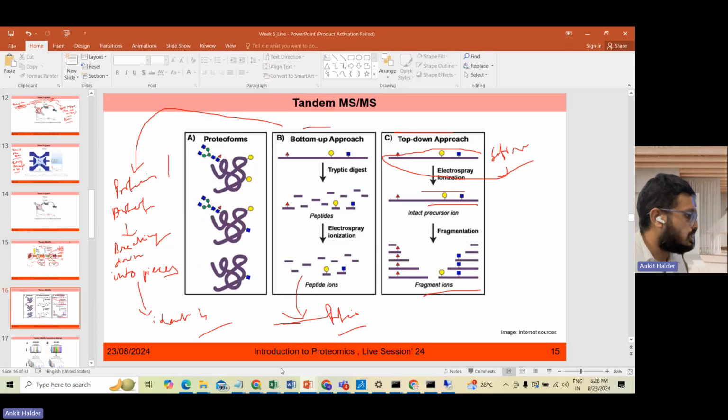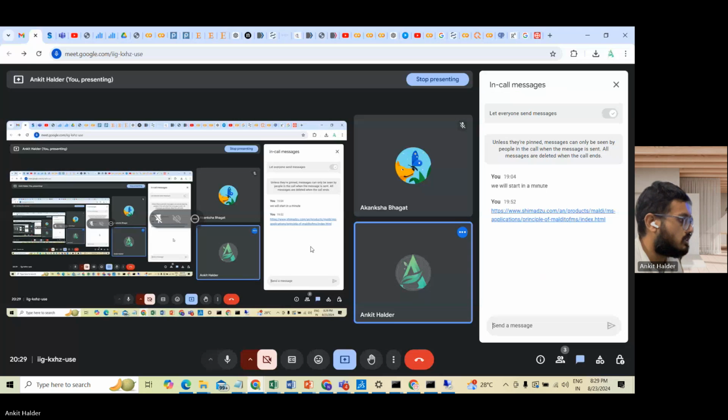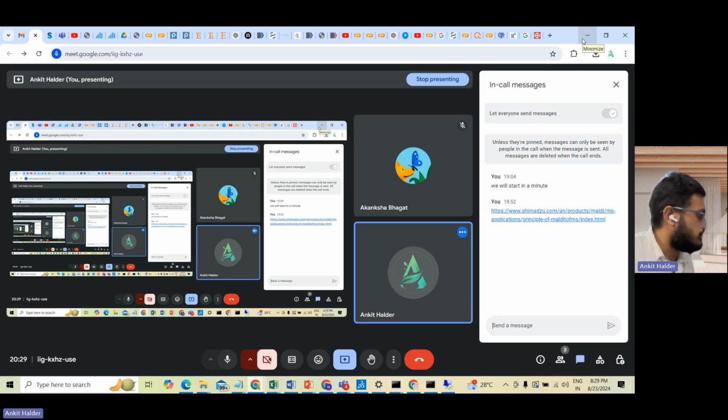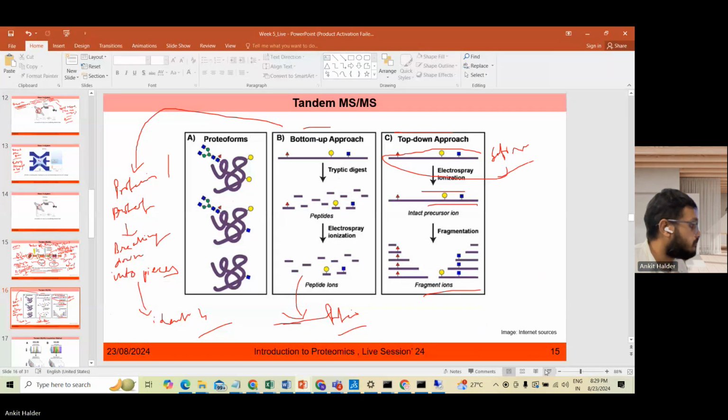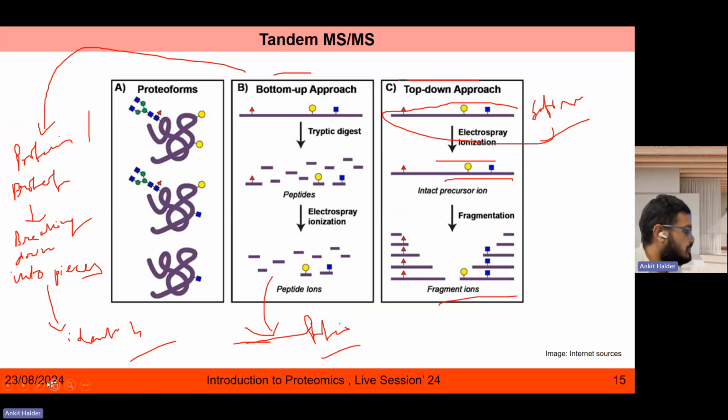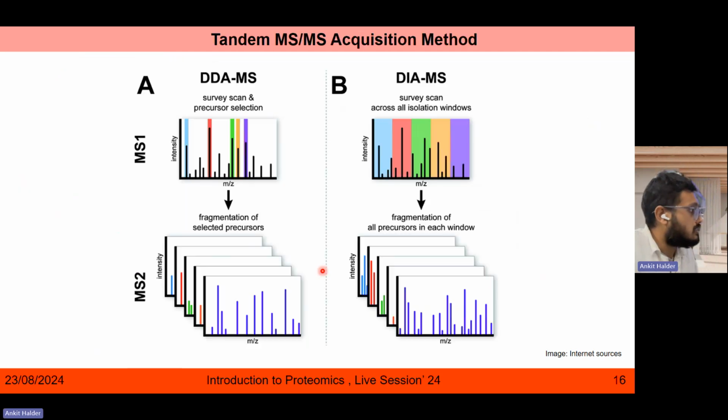Yeah. So any question till now? No, right? So it's clear, right, that tandem MS fragmentation is required, and then we are talking about the bottom up approach and the top down approach. So this is the tryptic digestion, ionization, and then finally we are going for the electropeptide ions fragmentation, then identifying it and finally getting this particular peptide.